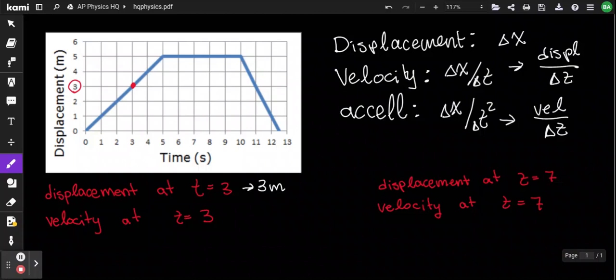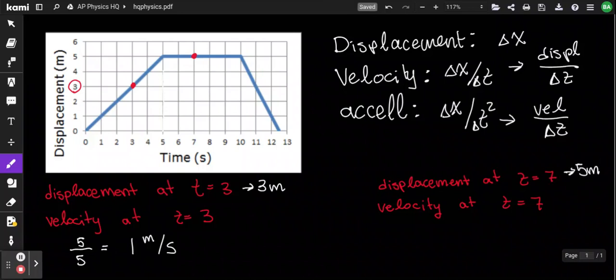which would give us a rise of 1, 2, 3, 4, 5. So it would be rise over a run of 1, 2, 3, 4, 5, which would mean our velocity is 1 meter per second because our units are meters divided by seconds. So now let's take a look at our displacement when our time is 7 seconds. So simply we go to the 7 seconds and then we go up and we see that our displacement is 5 meters. So our displacement at time equals 7 seconds is 5 meters.